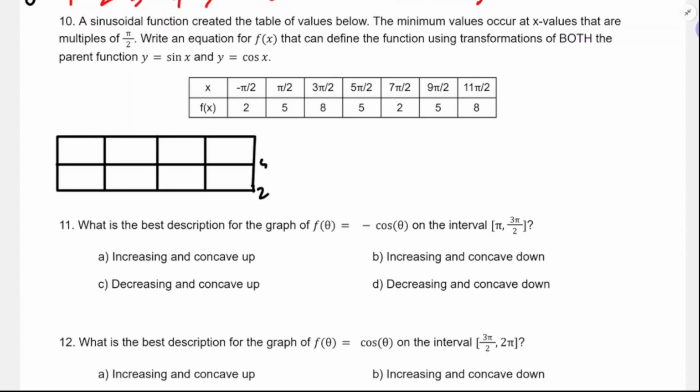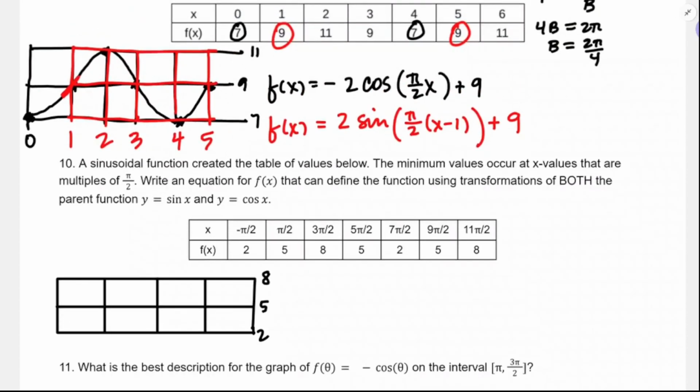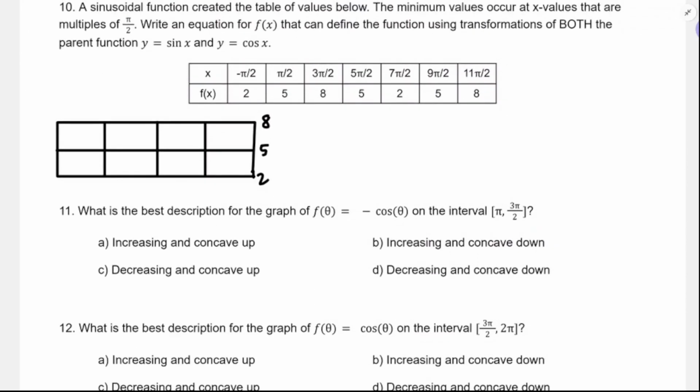So I'm going to be a little smarter this time and think about where I'm going to start my window to make it easiest on myself. It starts 2 to 5 to 8. It's another one that starts at the bottom. But maybe you didn't want to have to do negative cosine. Maybe you want it to be regular sine. I started with cosine last time, so maybe we can start with regular sine here.